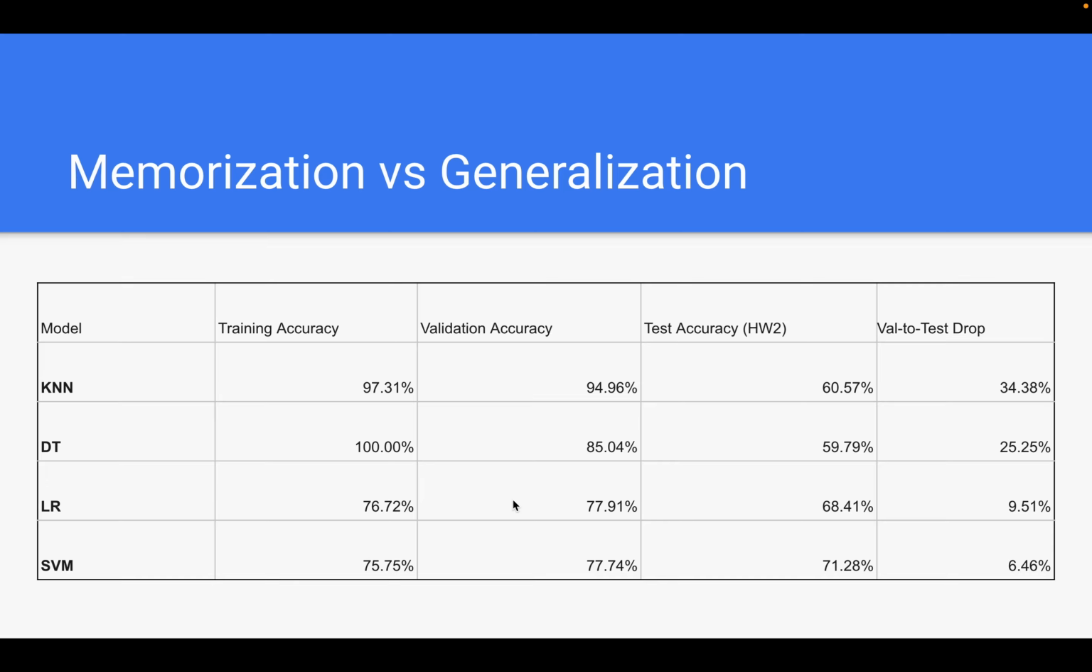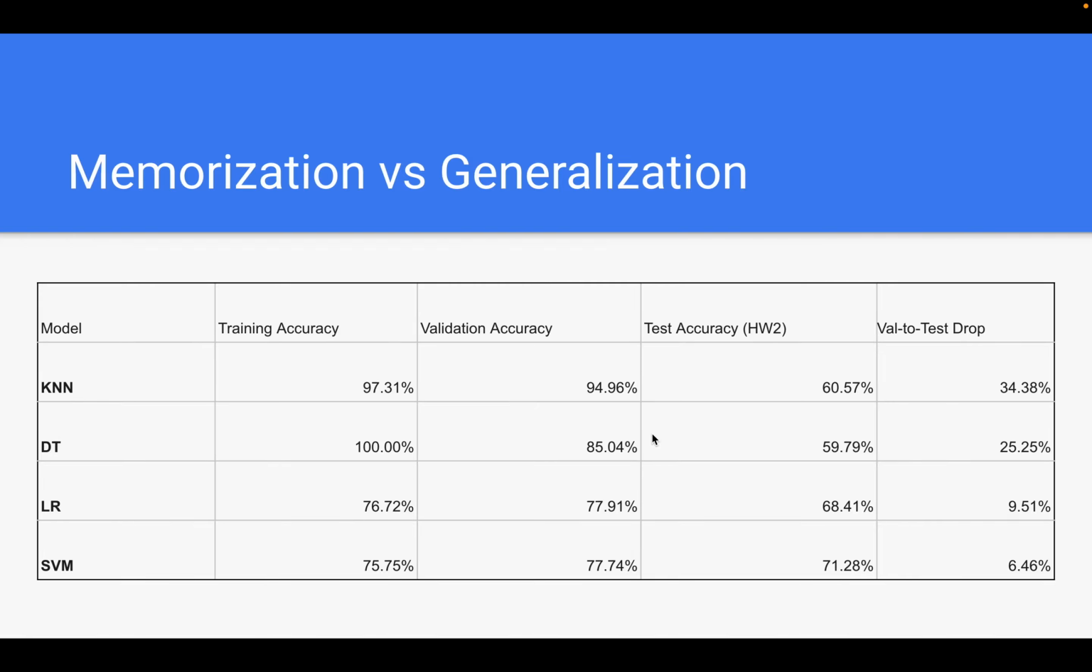Now I want to point to the support vector machine row. This started off with one of the lowest training accuracies, 75.75%. However, when it came to the unseen data, it kept a consistent rate of 71.28%. So there was almost no significant drop compared to the other models that we saw.